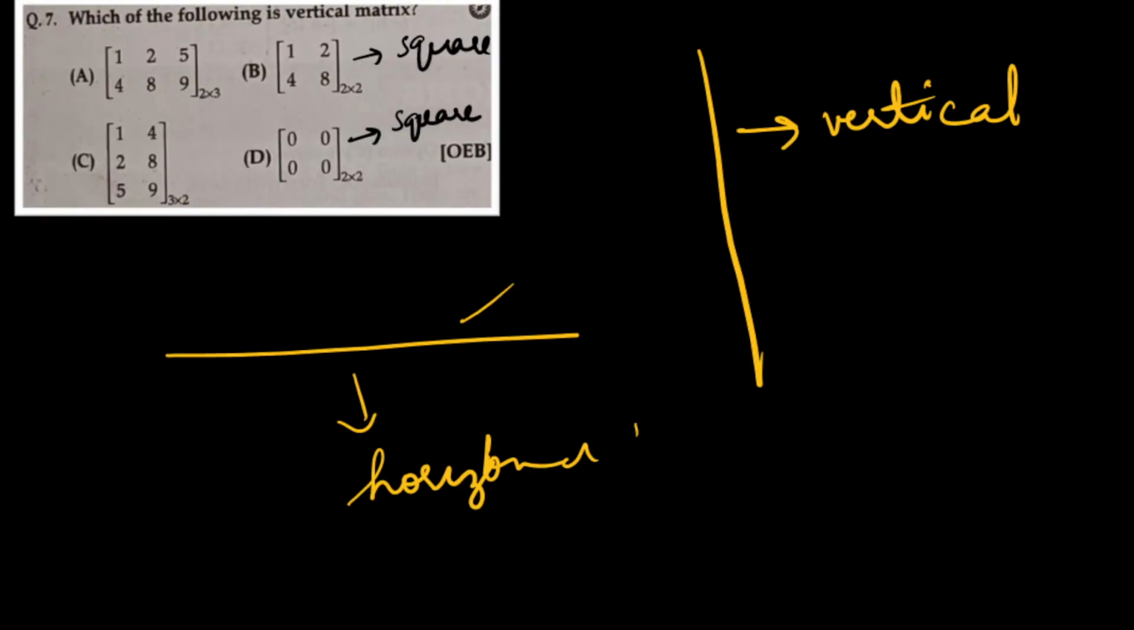So option C, vertical, this. Here the number of rows is more than the number of columns. So 1, 2, 3 rows are there. This type of matrix is a vertical matrix, and matrix A is a horizontal matrix.